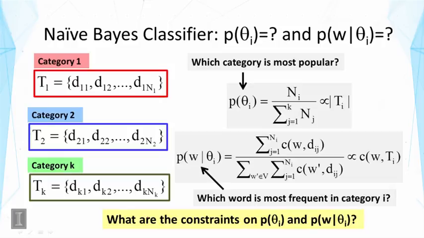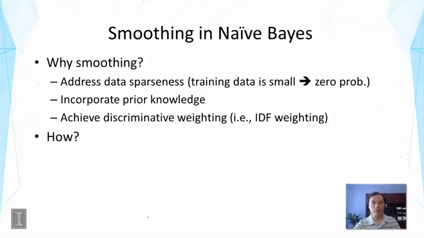So once you figure out the answer to this question, you will know how to normalize these counts. This is a good exercise to work on if it's not obvious to you. There is another issue in naive Bayes, which is smoothing.